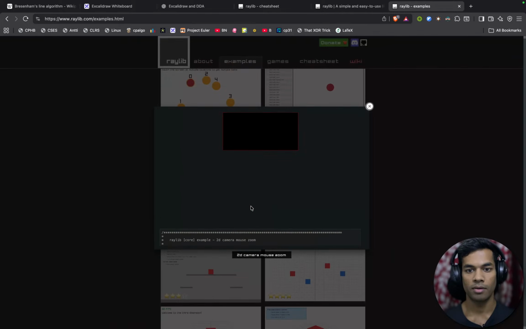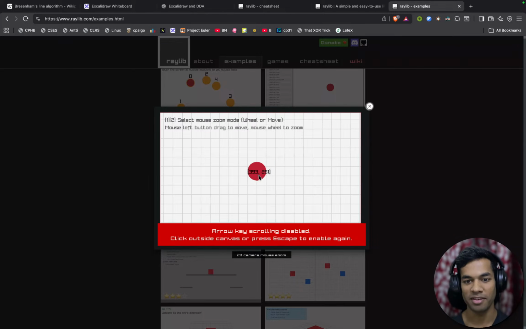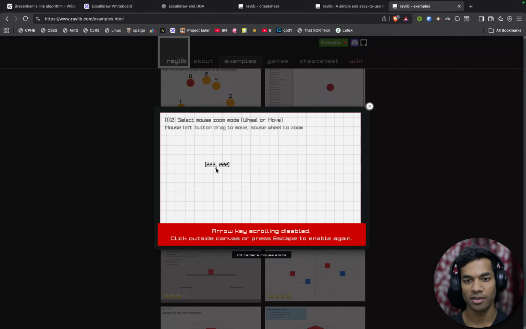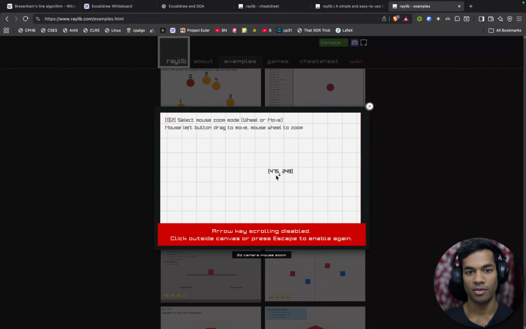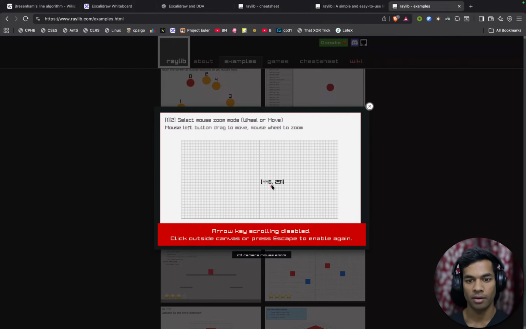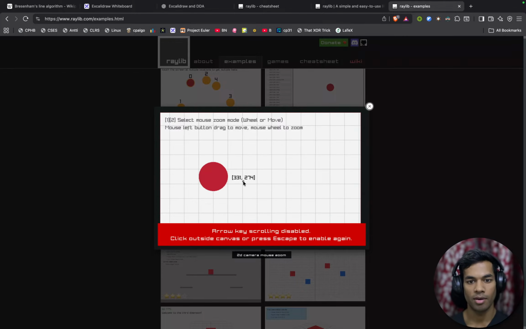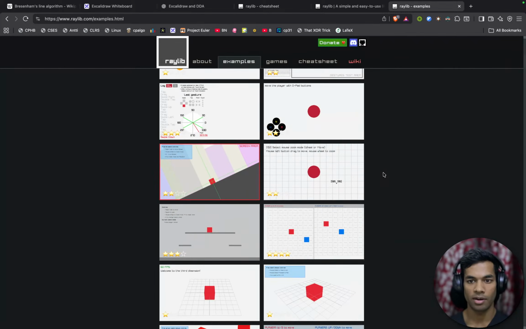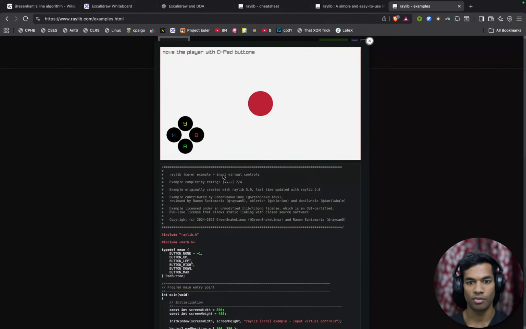Shit, wait. Shit, yes. Okay, yes, we will have to add this to our game of life. Zoom in, zoom out. That is cool. Zoom in, zoom out. And one to select mouse, zoom, wheel or move, and mouse left button to drag, mouse wheel to zoom. And how do I move this ball? Shit, that is cool. That was actually cool. Okay, we don't have a joystick or something.